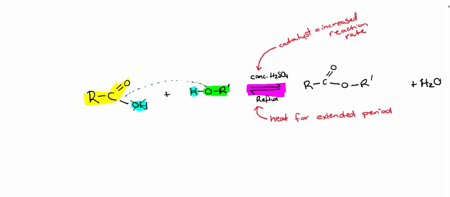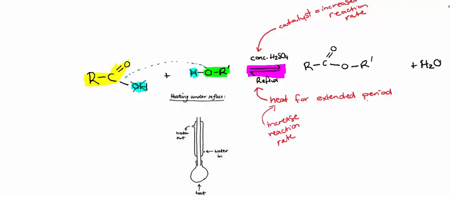Now, reflux means to heat for an extended period. So the heat acts in a similar way to the catalyst. We heat so that we can increase the rate of reaction. However, under reflux, because we're heating for an extended period of time, the reflux apparatus is required. So the reflux apparatus, you can see over here, consists of a pear-shaped round bottom flask and our water condenser. This allows the extended heating without loss of reactants or products.